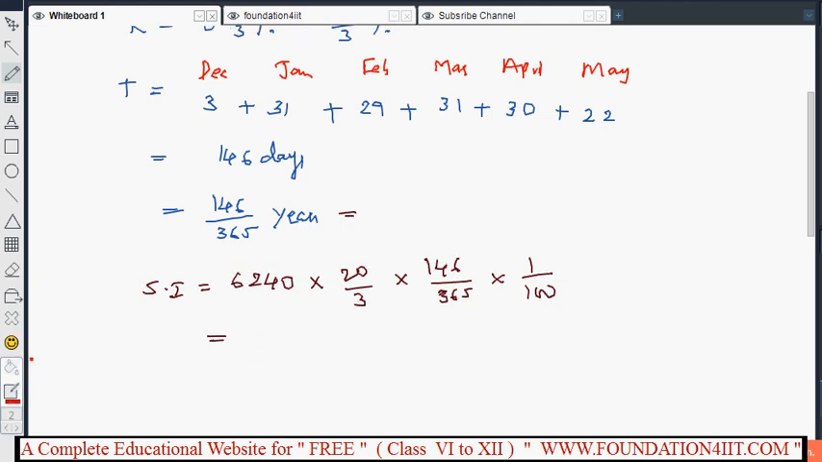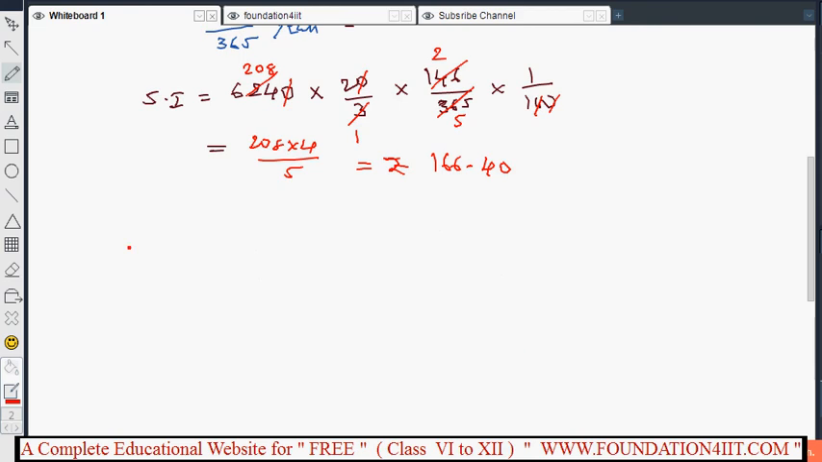So we can cancel this. 2 5s are 10, 73 2s are 146. We can cancel 2 zeros. Now 624 divided by 3 is 208. Now 208 into 2 into 2 by 4, that is 208 times 2 into 2 by 5. Now multiply and divide by 5 and we get 166.40. So this is the simple interest.